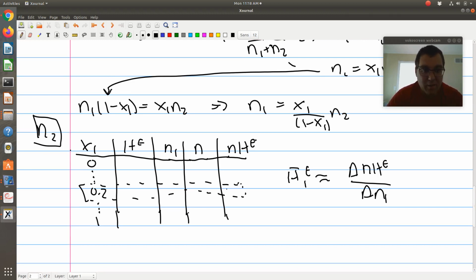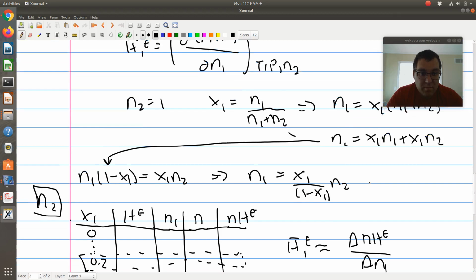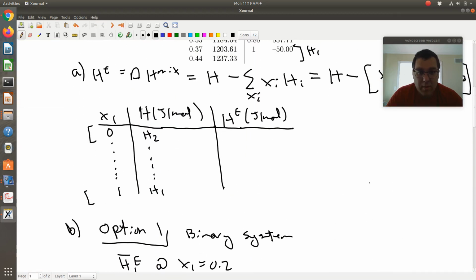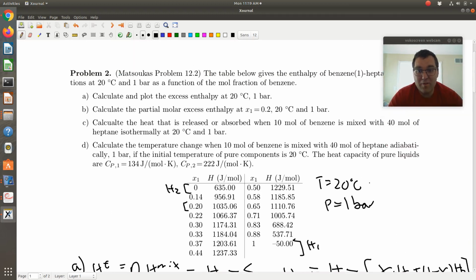To perform said calculation, if I were to do forward finite difference, this would have been x1 is 0.22. So I could use these two rows, get n HE at those two points, and then work out what delta n1 is. You go ahead and use that, and that should give you the same exact answer. So that's option 2, and that would be in general for a multi-component system. All right, so that would be A and B.